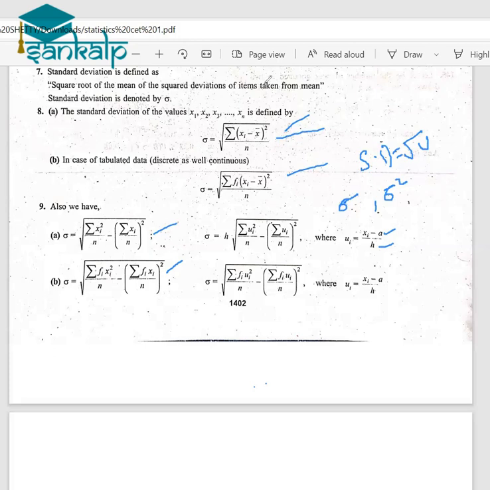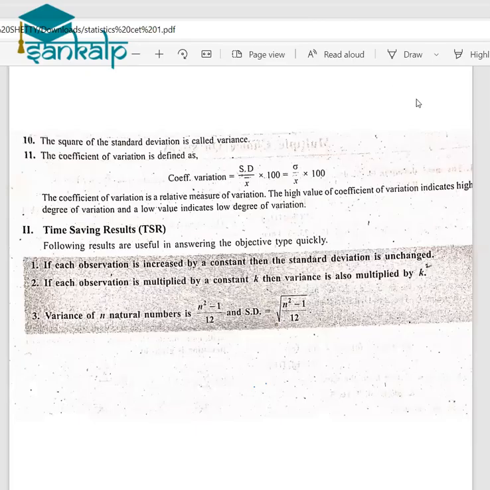So next we are continuing with some time saving results and another important formula, that is coefficient of variance. The coefficient of variance is given by CV is equal to SD upon X bar into 100. SD we are denoting as sigma, and mean we are denoting as X bar, into 100.